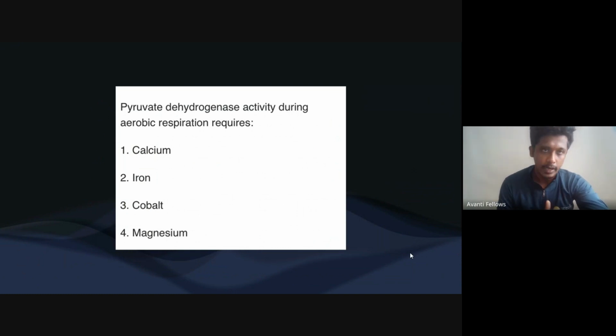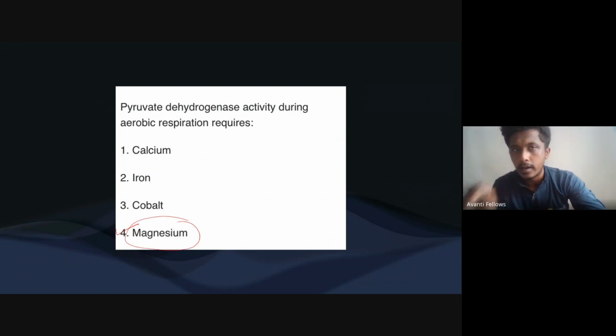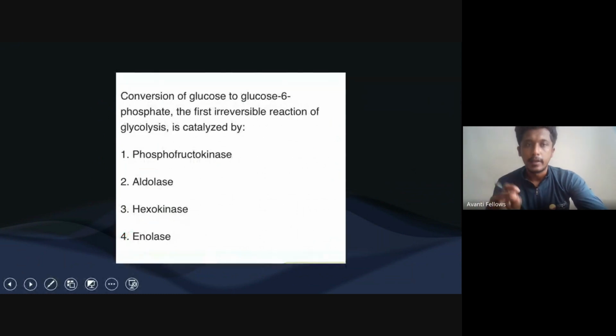Yes, your answer is correct. So the students are saying the answer is magnesium. Yes, magnesium is very, very important, because it helps in the activity of pyruvate dehydrogenase. It's just like a what do you call it? Cofactor. It's a cofactor for the pyruvate dehydrogenase to function. Okay, so magnesium ion.